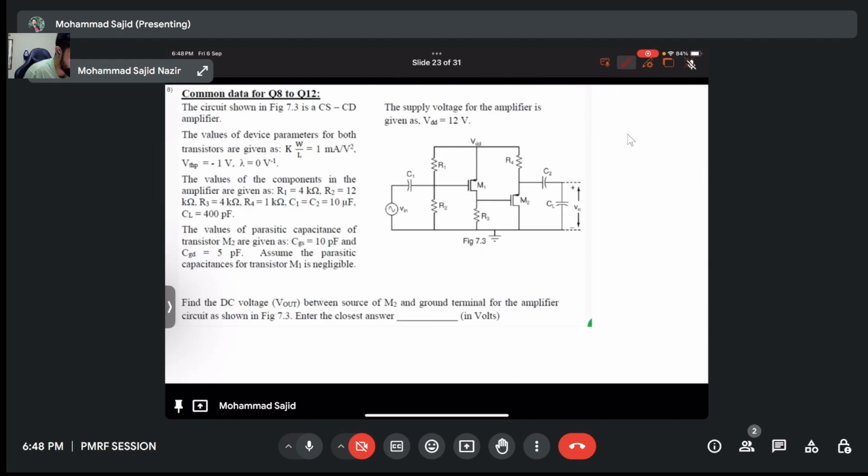Okay, so now moving on to this next problem. The circuit is a common source, common drain amplifier.